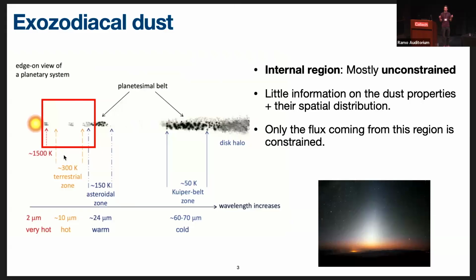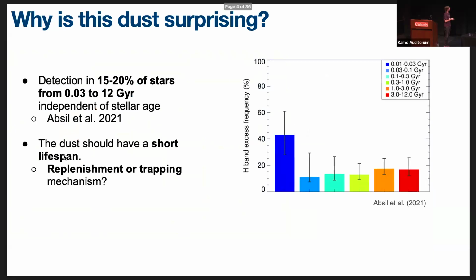So what do we know about this inner dust, this exozodiacal dust? There's very little that is known. It is typically detected with interferometry, but we have very little spectral information on this dust, and so we have very little information on the dust properties. We also don't really know the spatial distribution of grains in this region, because what is done typically is that we measure the integrated flux that's coming from this region. So we don't know a lot about it.